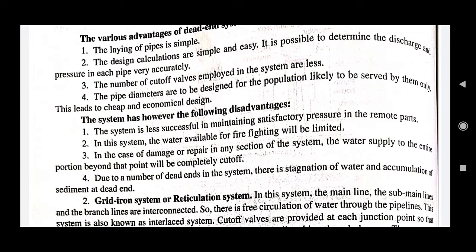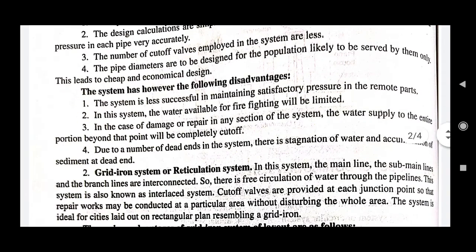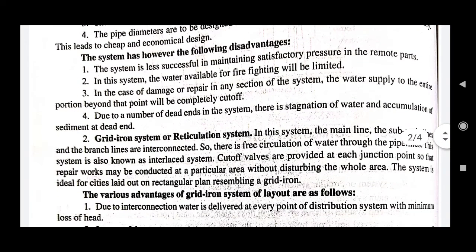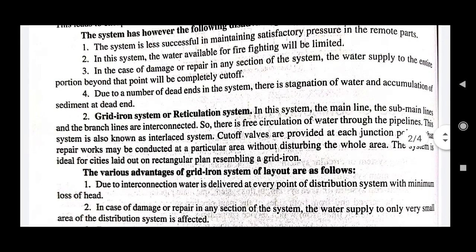Due to the number of dead ends, there is also stagnation of water and accumulation of sediment at the dead end, right? So this is the system that is not preferred in a developed society or in a developed city which has been developed in a planned manner. So what happens in the cities or localities which are developed in a planned manner? The next system is the grid iron system or the reticulation system.